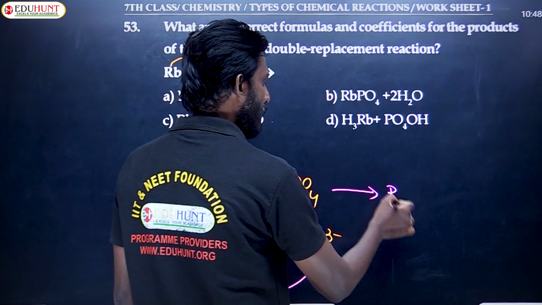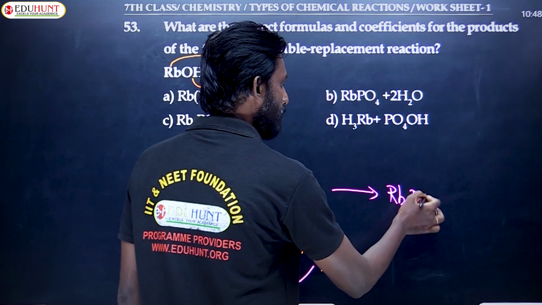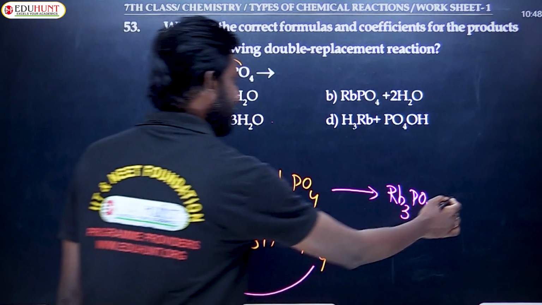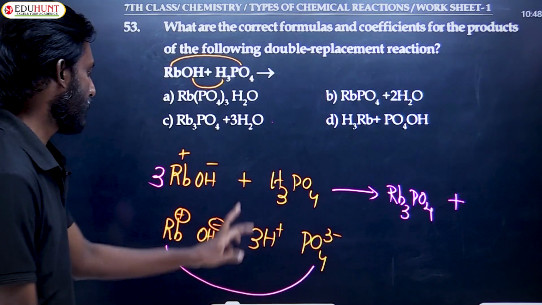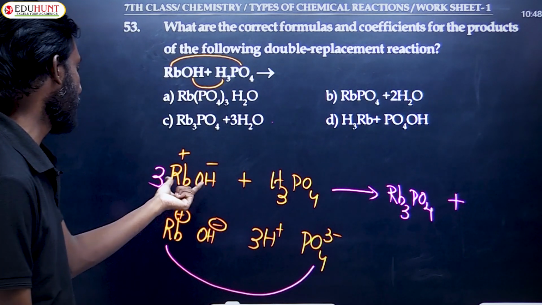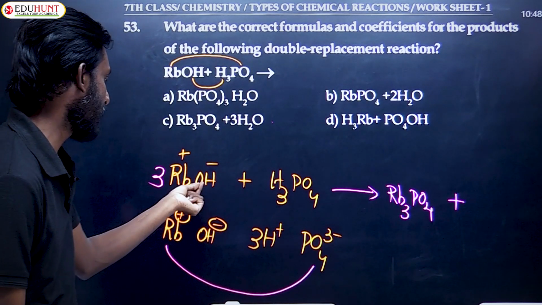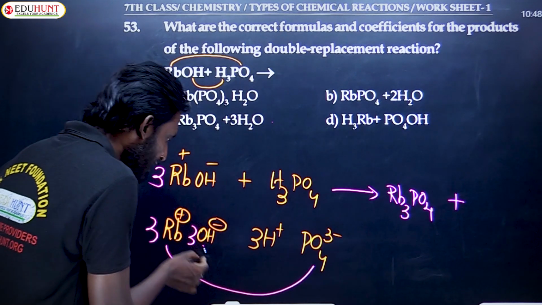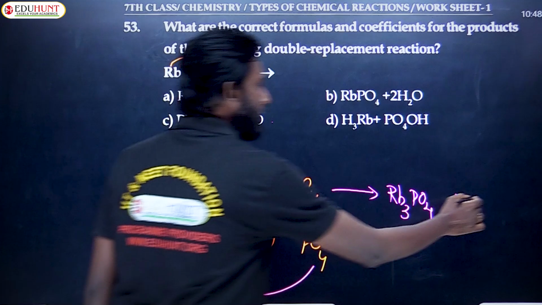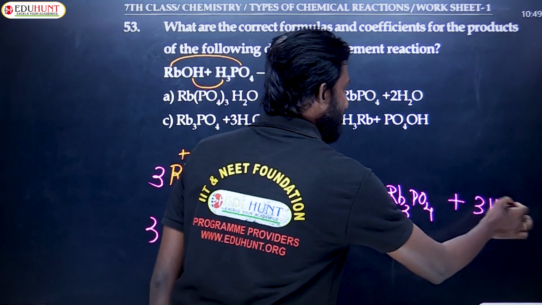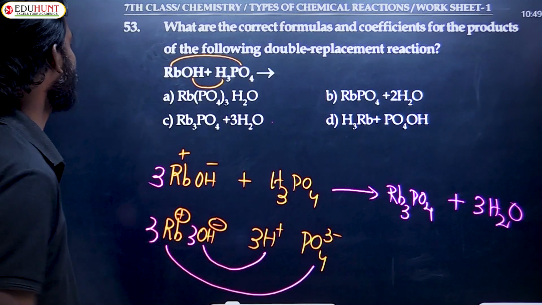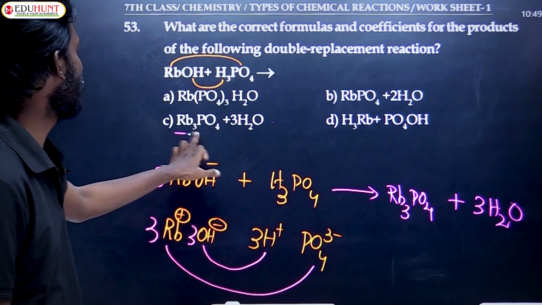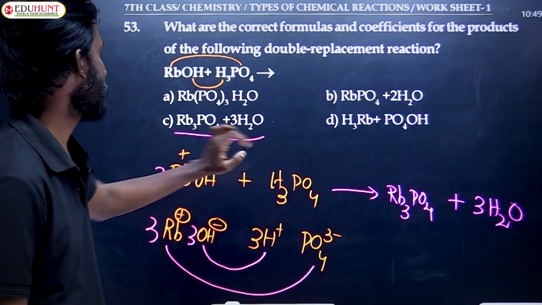Rb3PO4, rubidium phosphate. Okay, and that 3H plus. So when you take 3 rubidium hydroxide, 3 OH minus are formed. 3 Rb plus, 3 OH minus. 3 OH minus combines with 3H plus to give 3H2O. Okay, Rb3PO4 3H2O, correct. Okay, C option.